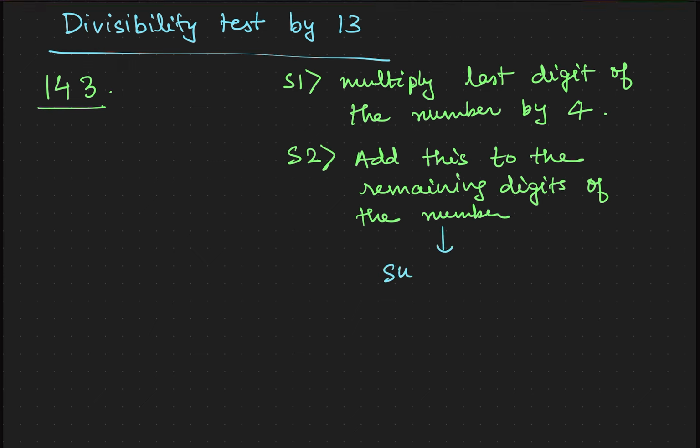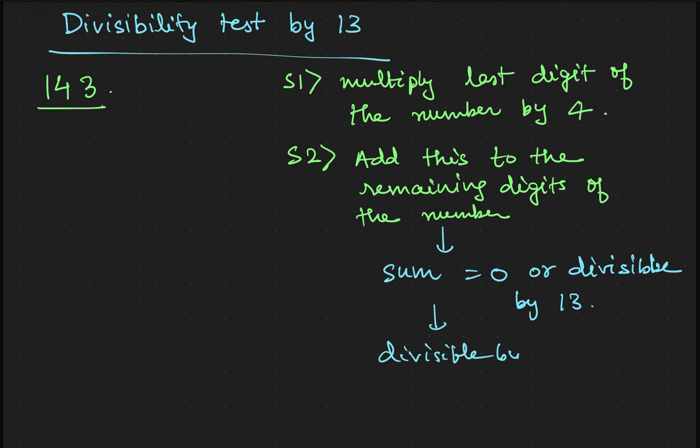Now the sum that we get, if it is either 0 or divisible by 13, then our entire number will be divisible by 13. So let's work out with our example.